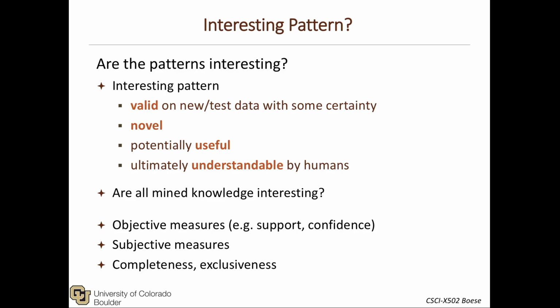So objective measures, we're using the support and confidence to help us in determining our frequent patterns, and subjective measures, and we'll look at completeness versus exclusiveness. So completeness, you found this pattern. Did you find them all? That is the question for completeness. We found some patterns, but did we find them all?